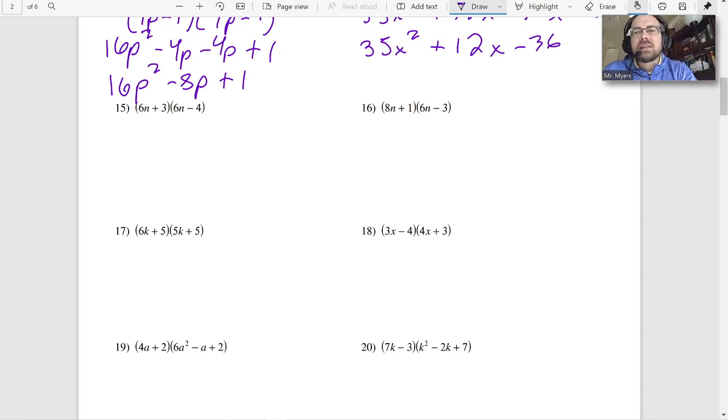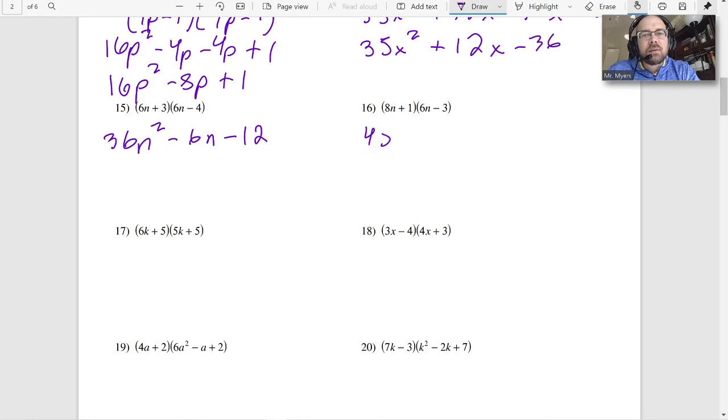Okay, so let's dive in. So this would be 36n squared. And then we're going to do the next part. So 6 times 4 is negative 24, and then 18. So negative 24 and 18, that's going to be minus 6n, minus 12. And there we go.